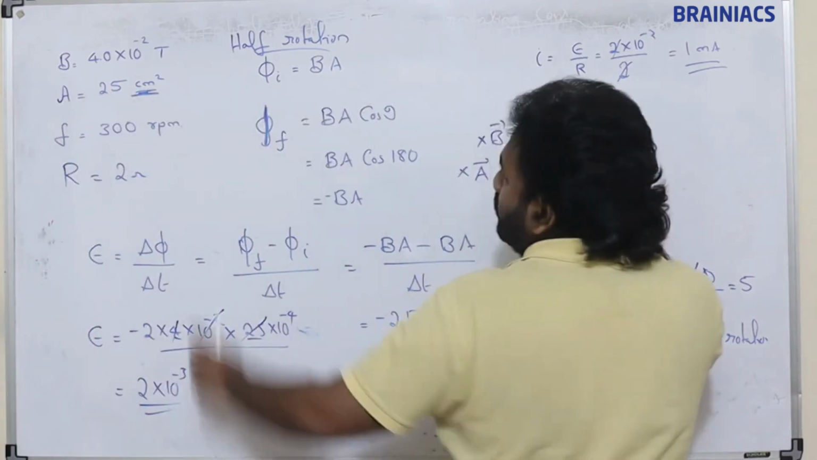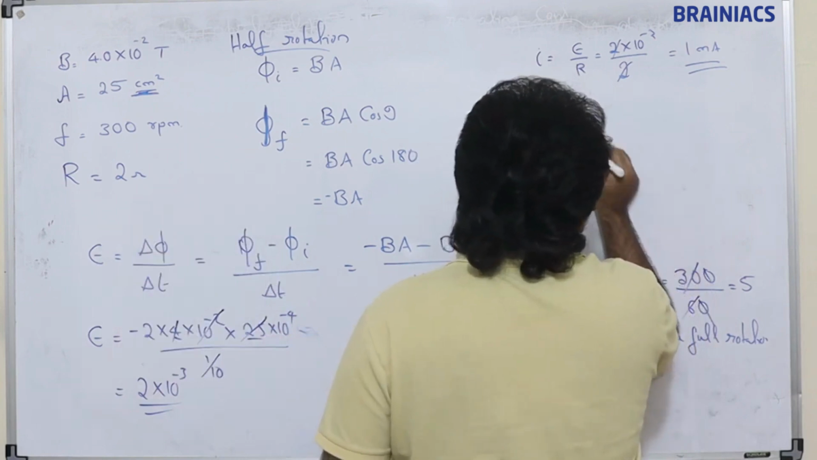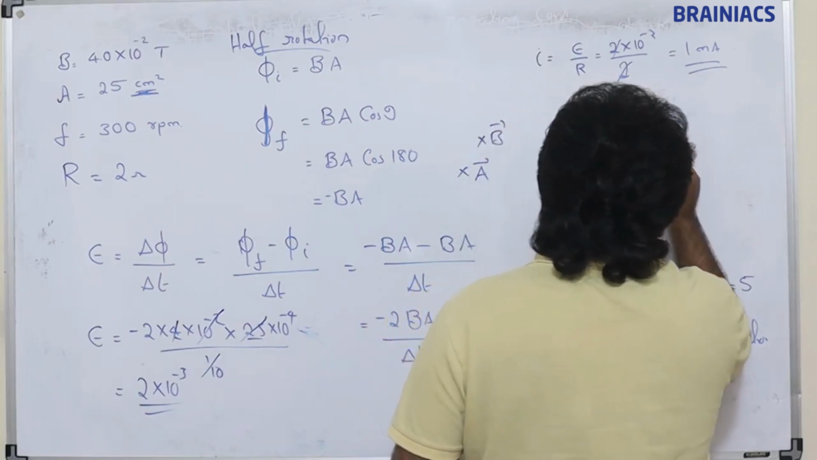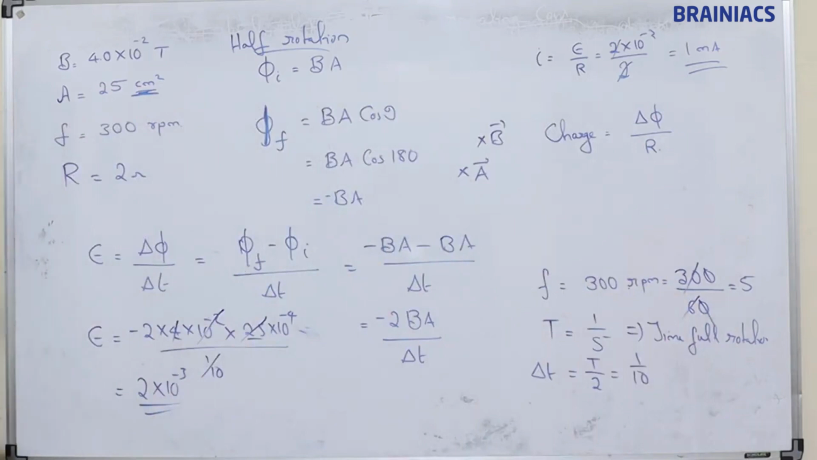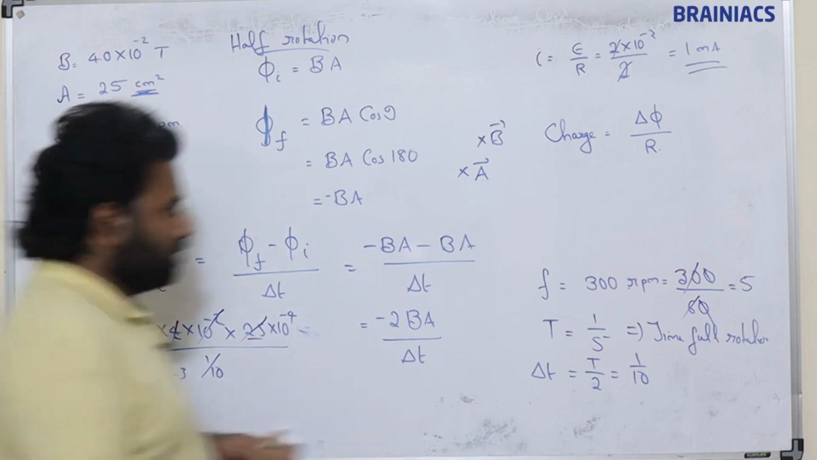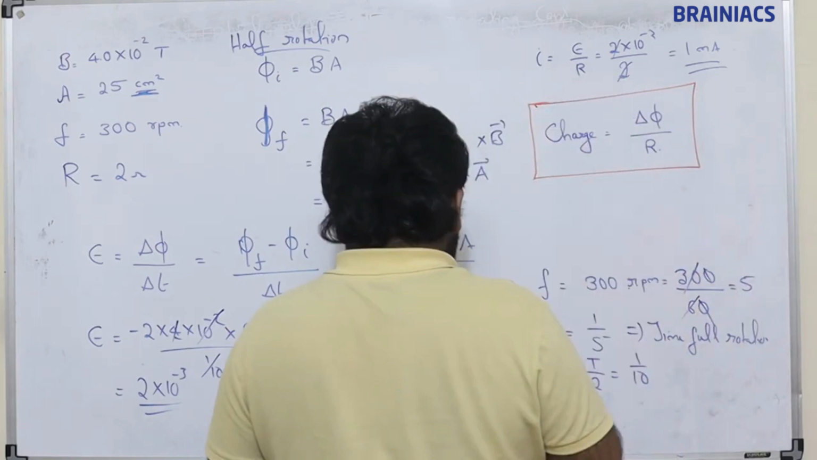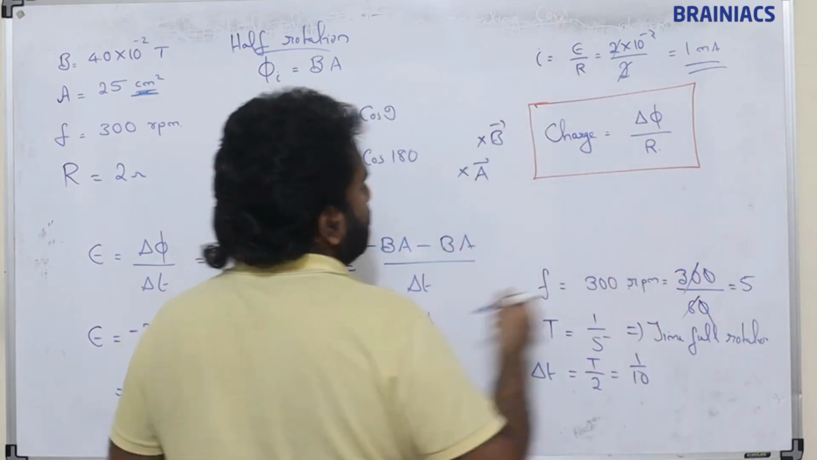Now what have they asked? One more question is the charge. So what is the formula for charge? Delta phi by R. Suppose they ask what the charge is, then the formula is this one: charge is equal to delta phi by R. We can derive this from the equation of current also.